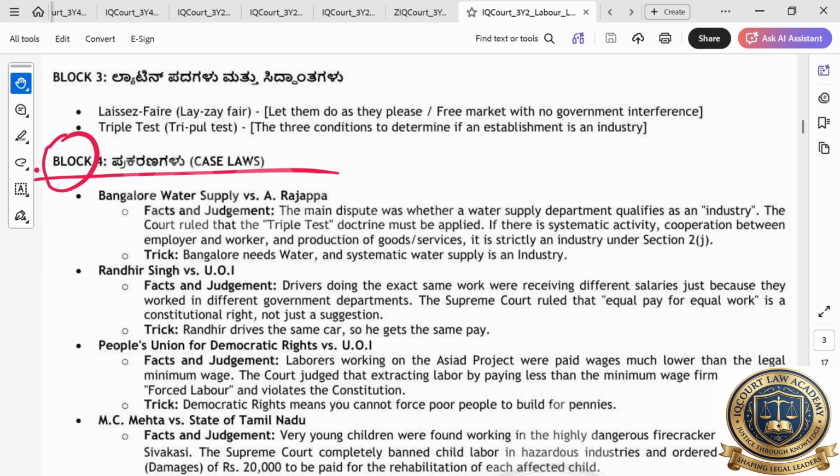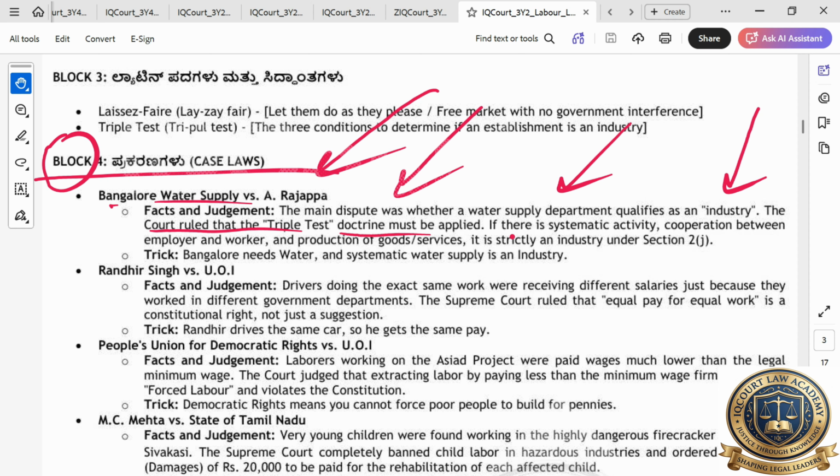So, case laws. In this case law, see, I explained, right? Same case law. See, this is the first question. We are explaining in detail in this. That one was brief and this one is in detail. The main dispute was whether a water supply department qualifies as an industry. The court ruled that the triple test doctrine must be applied: if there is systematic activity, cooperation between employer and worker, production of goods and services, it is strictly an industry under Section 2 clause (j).